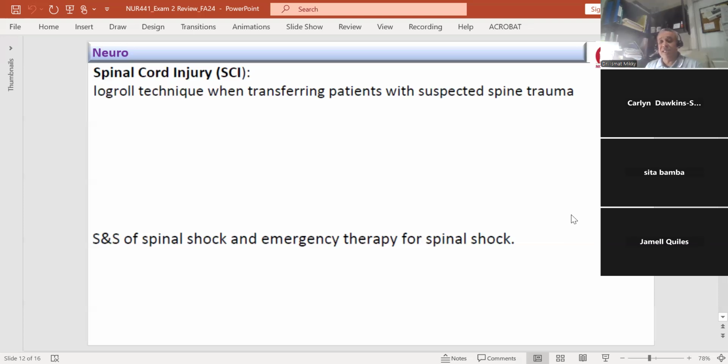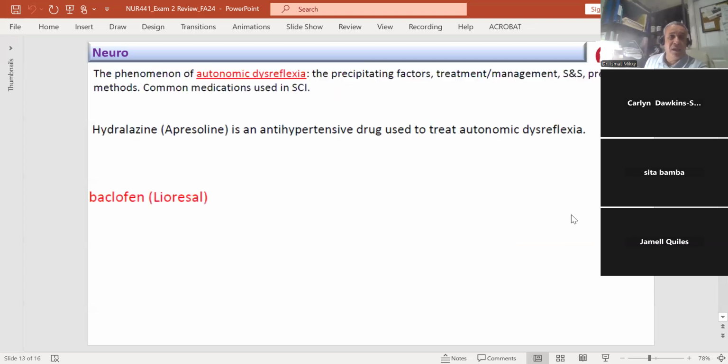That technique is very important to use with suspected high-level spinal cord injuries like cervical or thoracic levels. And also read about spinal shock and neurogenic shock and the difference between them. Also know the precipitating factors for dysreflexia, or autonomic dysreflexia, the phenomenon, and what factors may precipitate this complication. This complication is life-threatening.